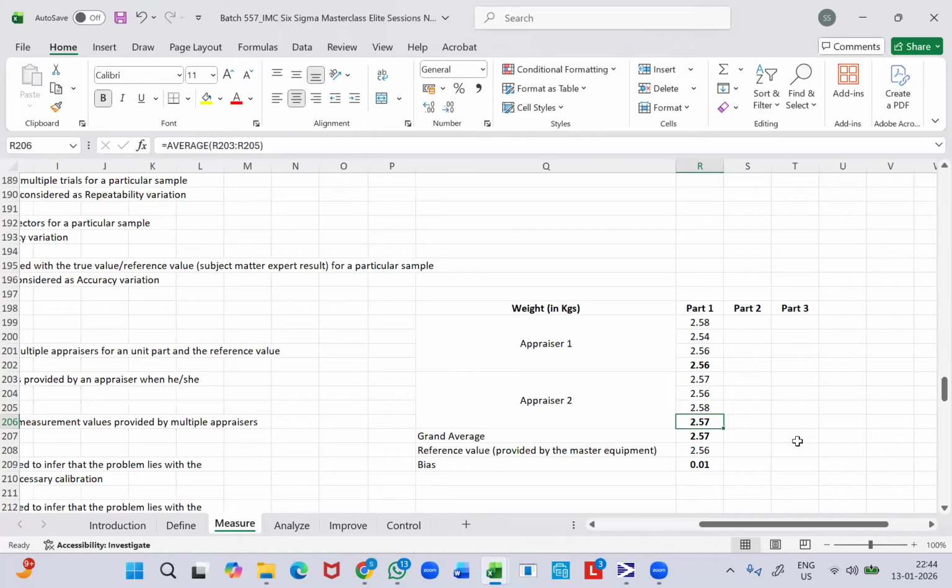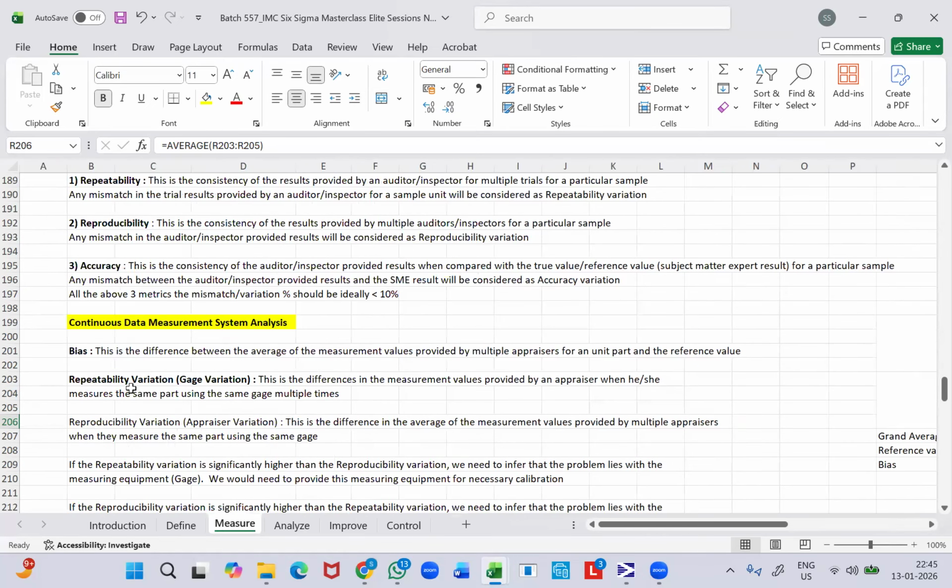So there we actually refer to the metric called repeatability and reproducibility. Repeatability and reproducibility will be referred to in a positive sense. That is why we said that the consistency of results is repeatability or reproducibility, correct? But here we are talking about repeatability variation and reproducibility variation. So we need to look at the differences in the measurement values, right? So this is the difference. The opposite of repeatability is repeatability variation, and the opposite of reproducibility is reproducibility variation. So that is what I have summed up here.